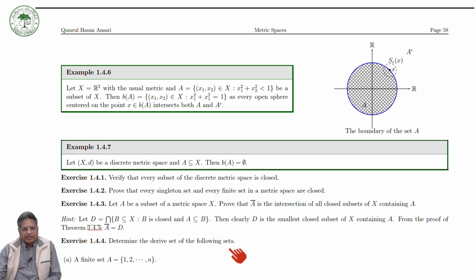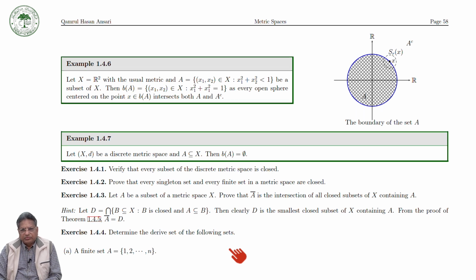Now here we have an example you can visualize. Suppose we are considering X equal to R2 with the usual metric space, and A is the open disk. Only the inside, the cross-marked one, not the blue one. This is the set A. And then what would be the boundary of this set? The boundary of this set would be the blue line below. This is the boundary.